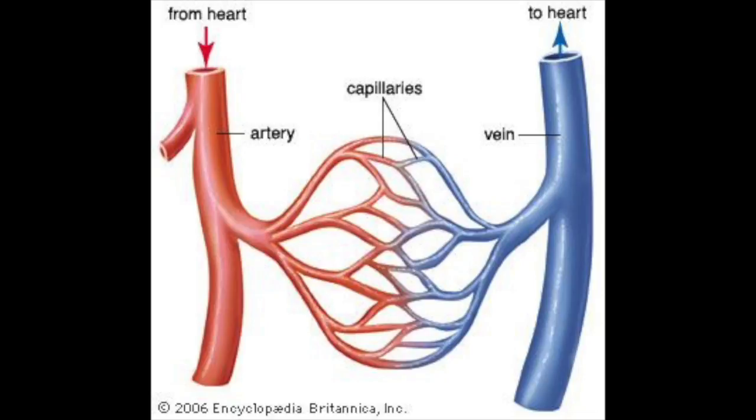They're said to branch, diverge, or fork as they form smaller and smaller divisions. So they start off large. You can kind of see how the red artery there on the left is branching off into smaller and smaller sections.